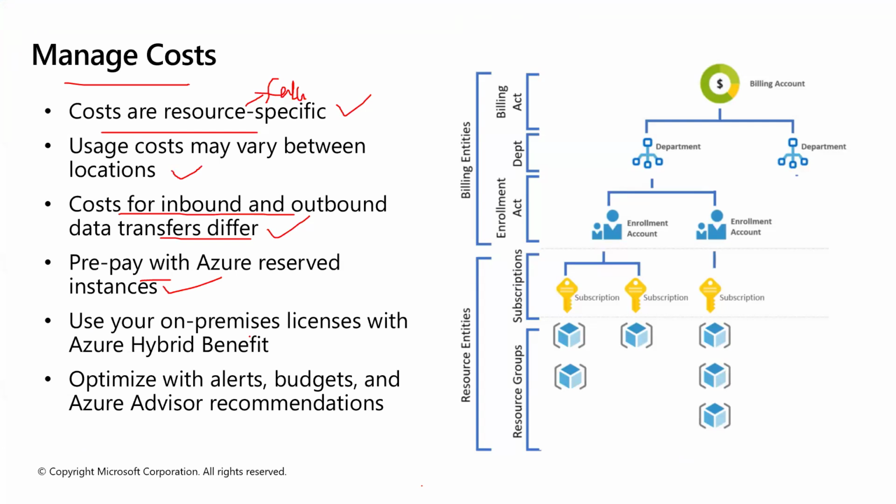Use your on-premises licenses in Azure. See, whenever you migrate from on-prem to Azure, right, you can use the licenses. For example, you might have paid for a Windows operating system license, or you might have paid for SQL Server licenses. You can take the benefit of the Azure Hybrid Benefit. So whenever you migrate, there's a tick mark: use Microsoft benefit licenses. Just a tick mark, right?